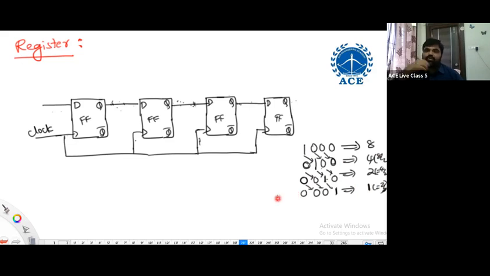Whenever it is required to divide by 2, we can go with the right shift operation by appending a 0 in MSB. If you are appending a 0 in MSB and shifting the register content 1 bit right, we are getting divide by 2.